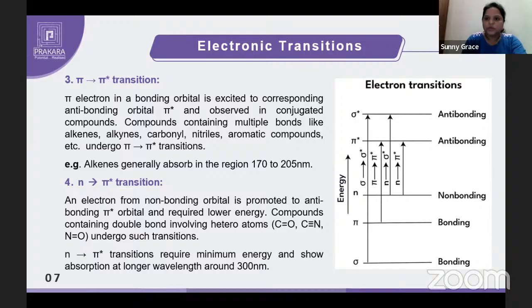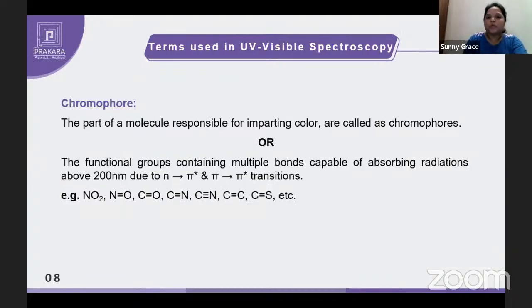Okay, once we get into the topic of UV visible spectroscopy, we should also be familiar with a few terms. The first one is chromophore. Phore is part, chrome means color. Any part of the molecule that imparts color is known as a chromophore. Generally, whenever any heteroatom is present along with a double or triple bond, it acts as a chromophore. A few examples are the nitro group, carbonyl group, etc.